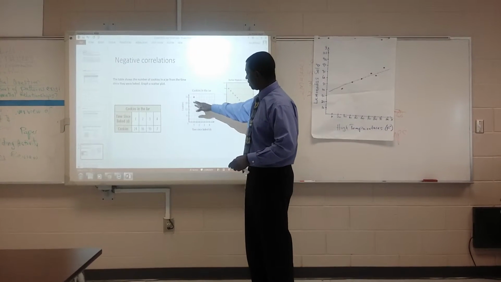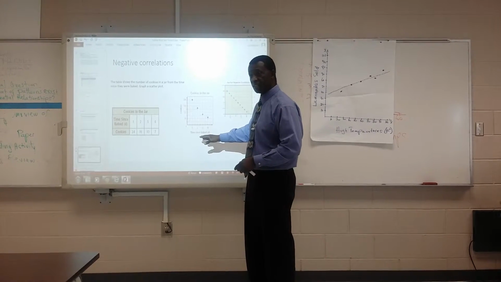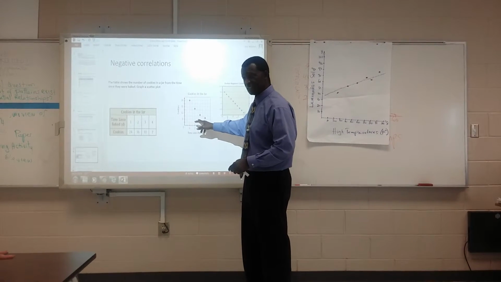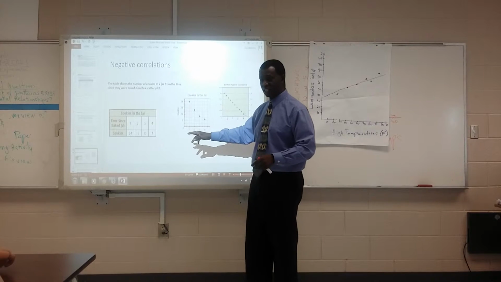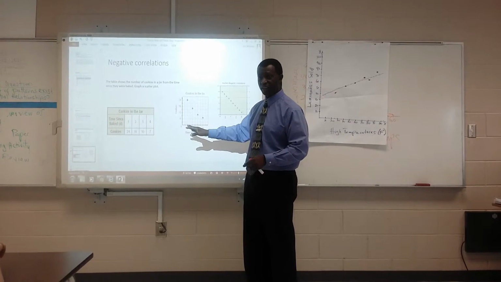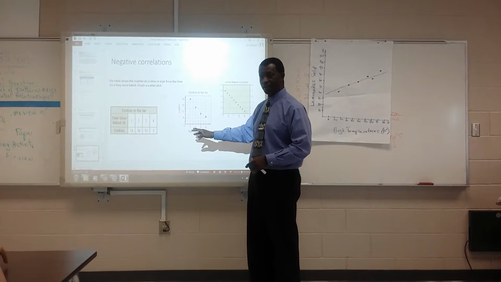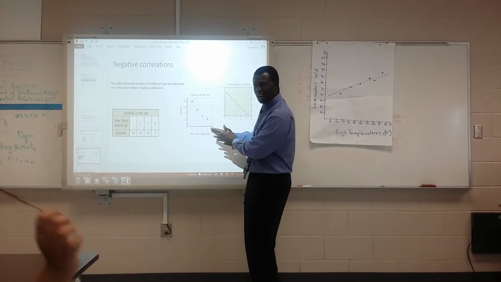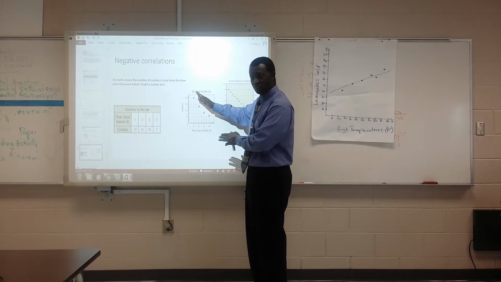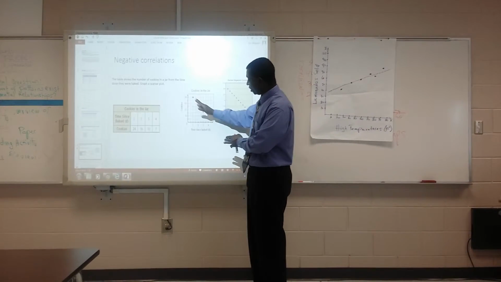Now, let's see this one here. What sort of correlation is it? Is it positive or negative? Negative. Is it perfect? No, it's not perfect. Why? It's because all the points are not lined up on an imaginary trend line, right? So we know that it's not perfect.